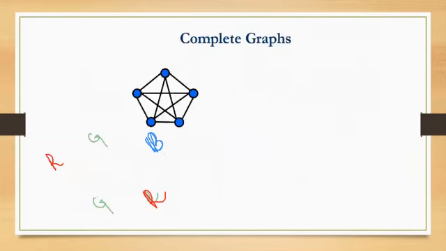Now similarly, we have complete graphs. So for complete graphs, let's check how many colors are required. This is a complete graph with 5 vertices. If I am assigning this one blue color, what color can I assign to this vertex? I need to assign a different color because it is connected to this V1 vertex. So I am assigning the color red.